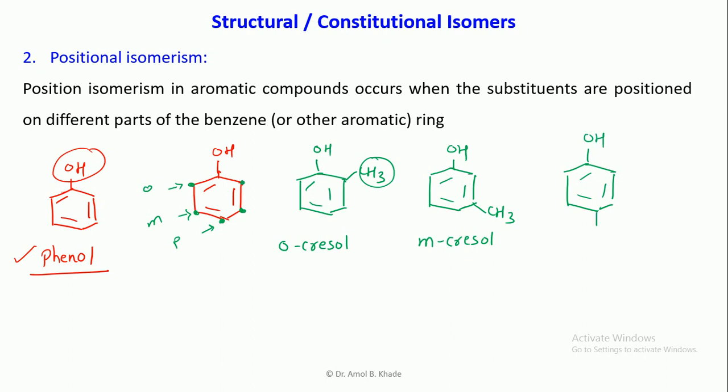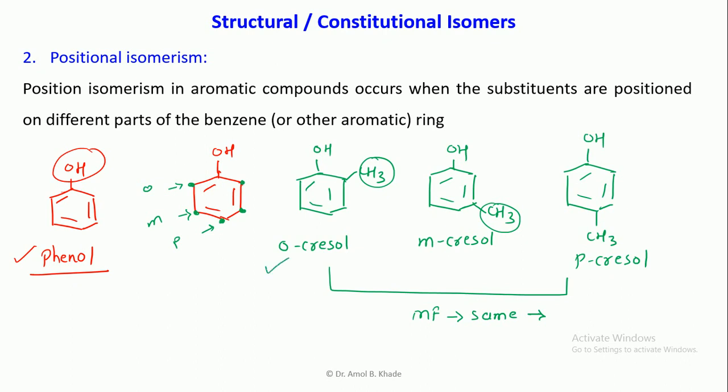I can attach a methyl to the para carbon, so this will be a paracresol. So what I can say, in ortho, meta and para cresol, the molecular formula of these three structures is same. But what is different? The position of the functional group CH3, the methyl group, which is attached with respect to the hydroxy group, is at different position.